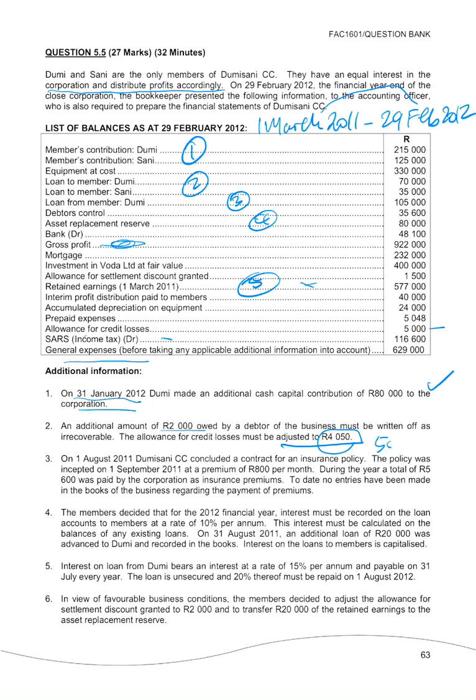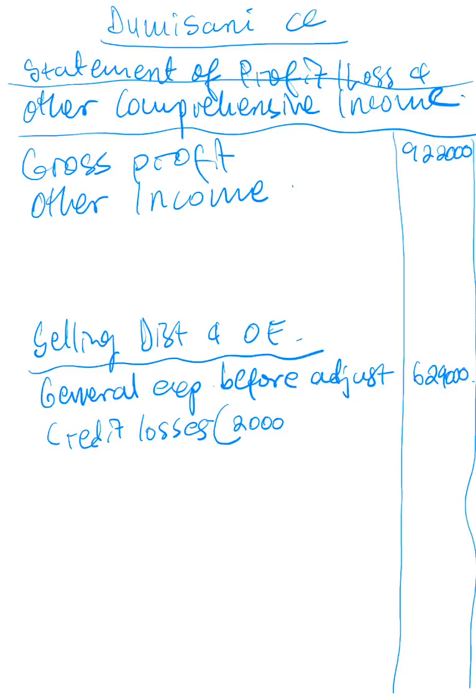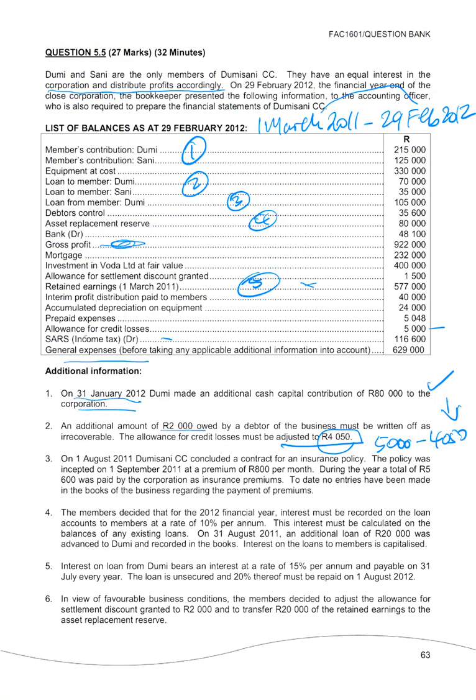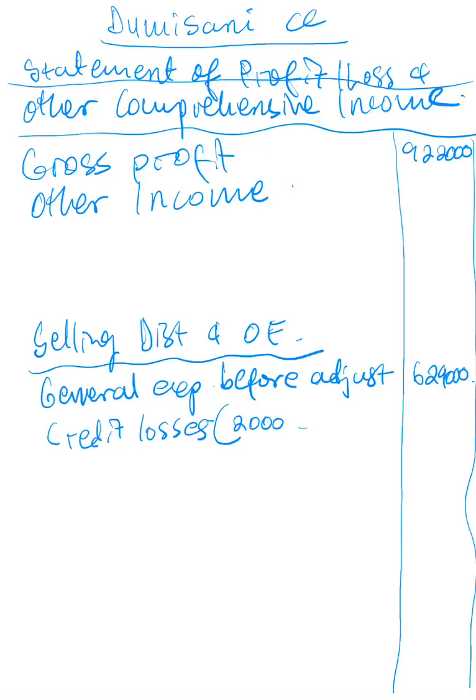So meaning that it will be 5,000 minus 4,050. Therefore, it is what? Decreased. So if it is decreased, it means that we are going to also reduce our credit losses. It is decreased by 950. So it's 2,000 minus 950. That will give you 1,000 and what? And 50.